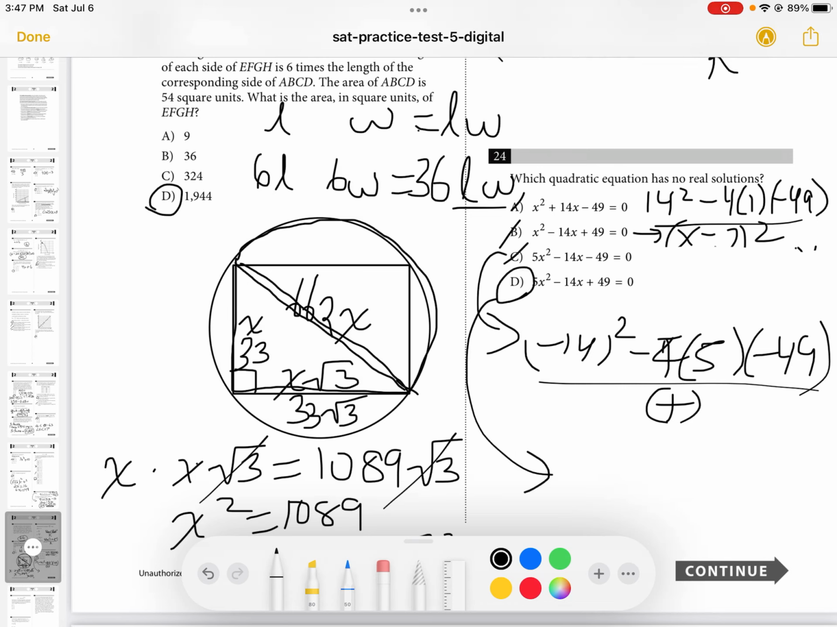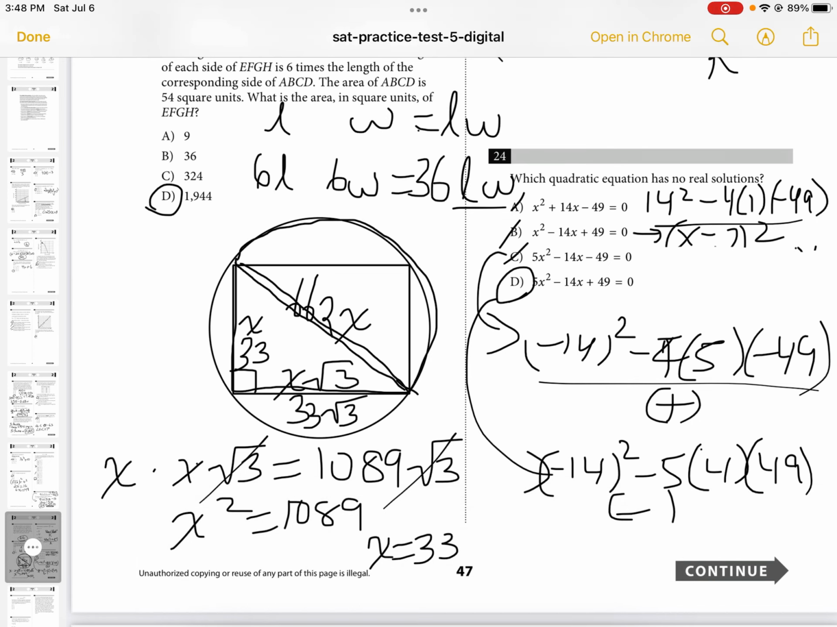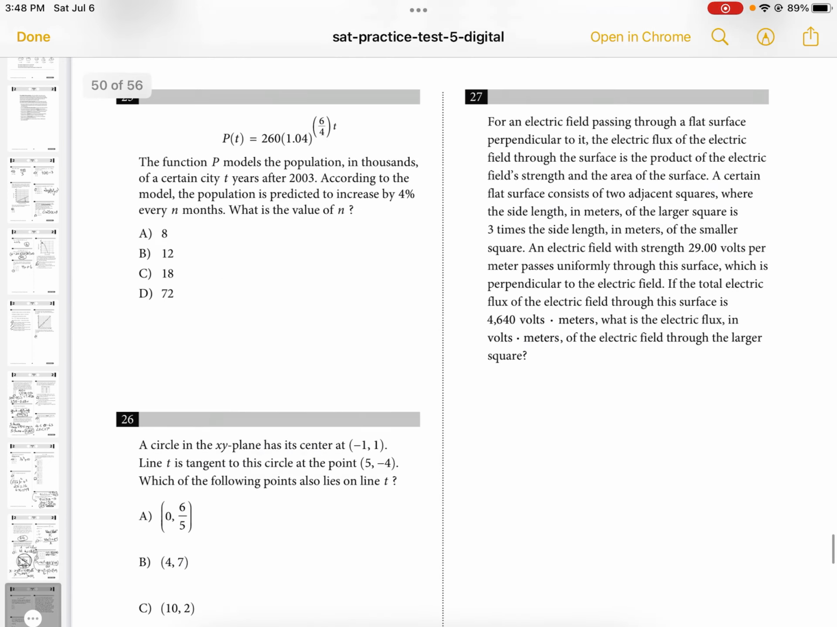So our answer choice is D. Let's check it and make sure that it has a discriminant less than 0. So we do the b squared minus 4ac and check its sign: negative 14 squared minus 5 times 4 times 49. Well, this will be negative. So it has no real solutions, and answer choice D is our answer.